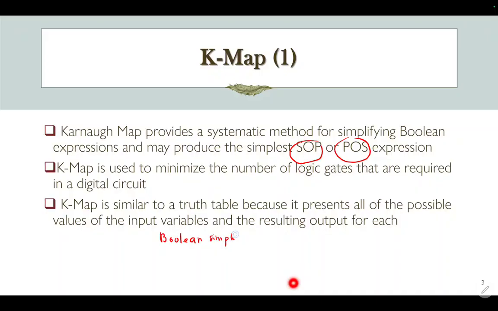For Boolean simplification, you can simplify using Boolean algebra. So you can apply the 12 Boolean rules, and then you can also simplify using a truth table. You can also simplify using K-map. Okay.